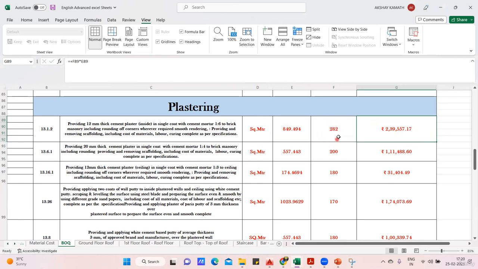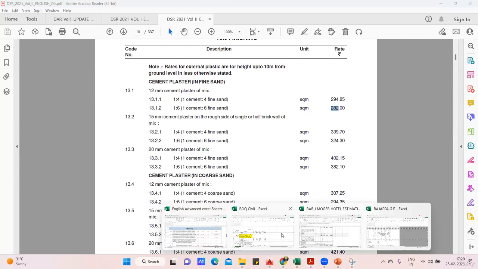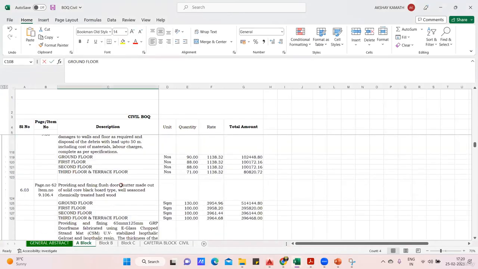Now, if you don't want to take this rate, I'll show you two or three different rates that are going on in the market at present. So I'll go with this person. Here we'll see what rate they have quoted.